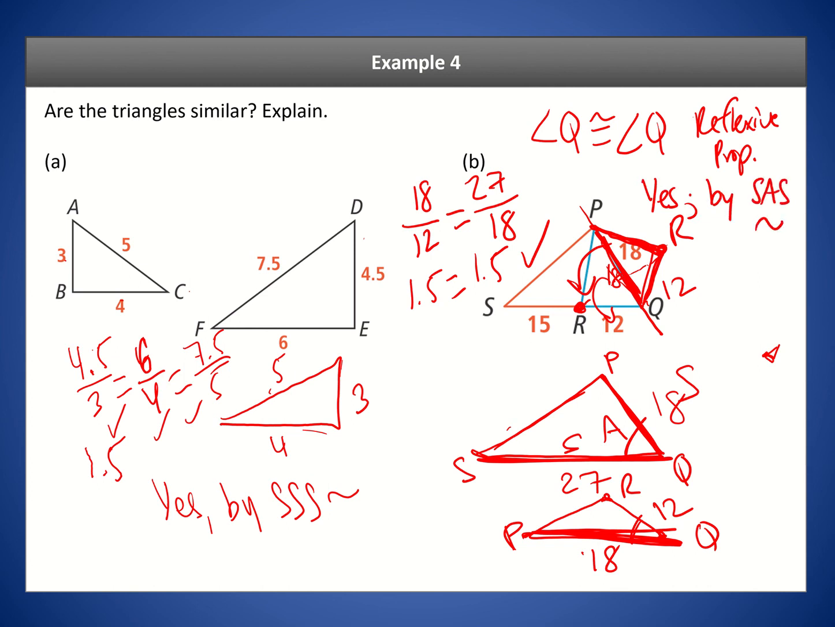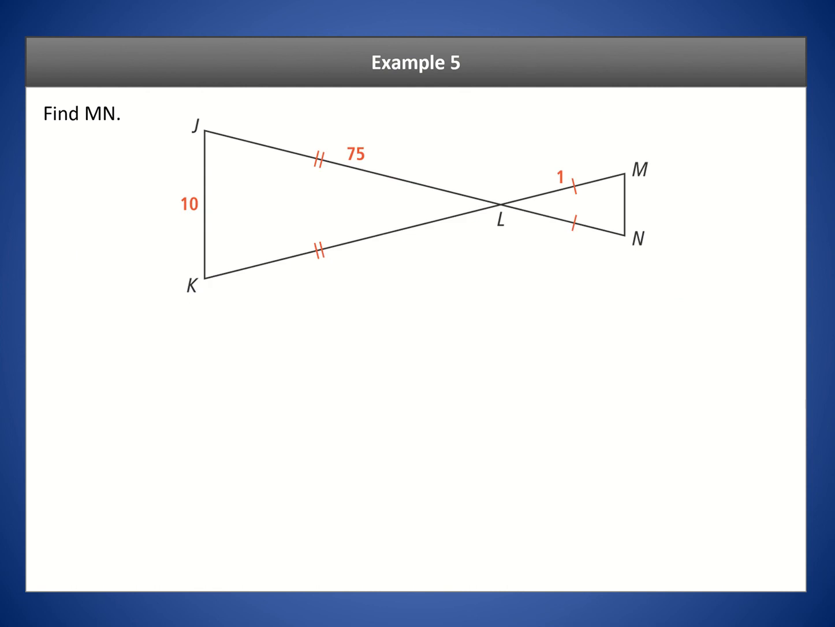Similarity theorem. All right, so we showed that those two sets of triangles are indeed congruent by some of the theorems. Let's find MN in this example.